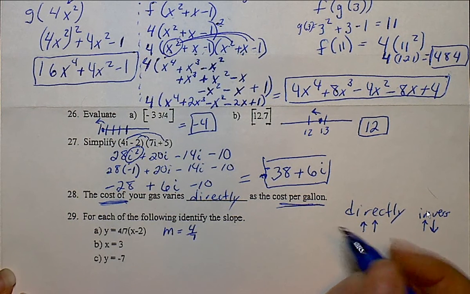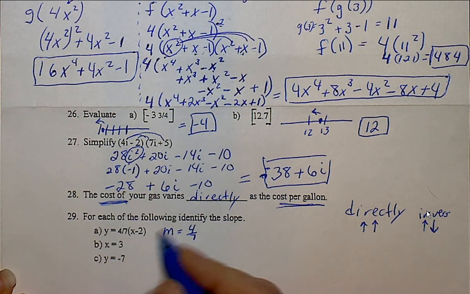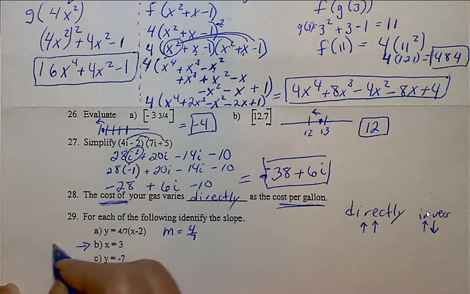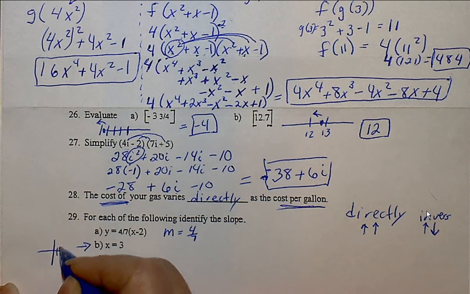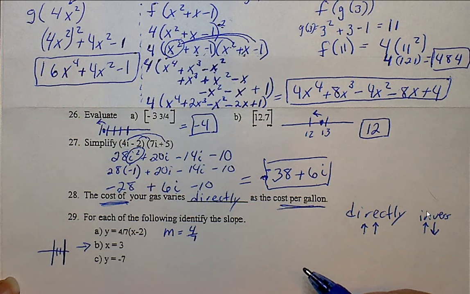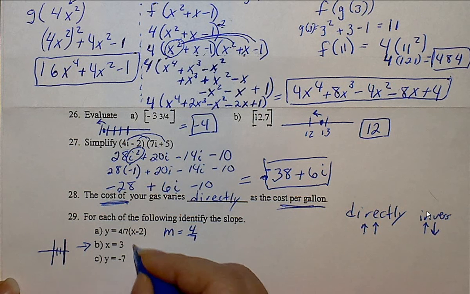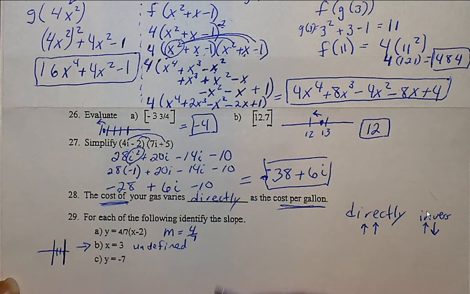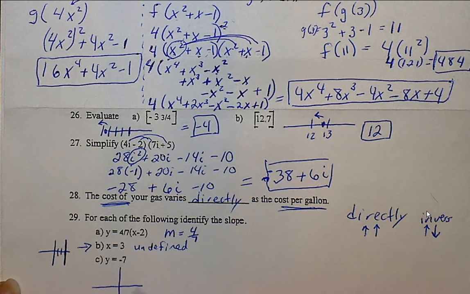Then we have x equals 3. Well, let's draw a little graph of x equals 3. So 1, 2, 3, and there's a line. So that is your vertical. And a vertical line has an undefined slope. And then c is your -7. So y equals -7. We have a horizontal line, and that means no slope.